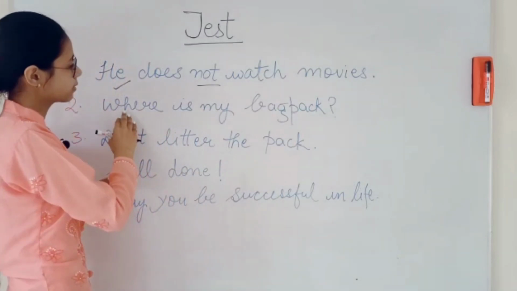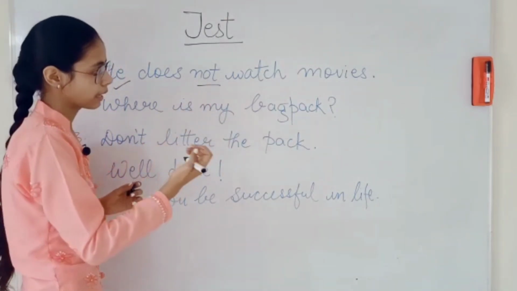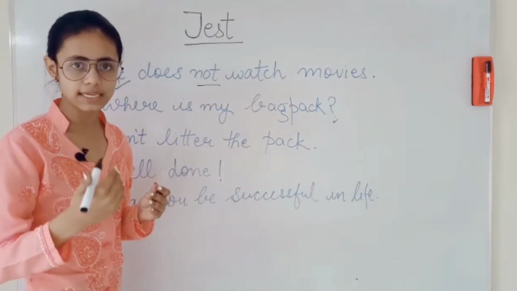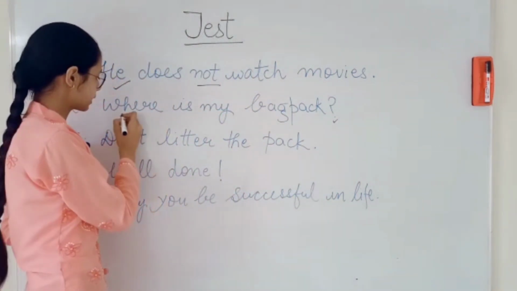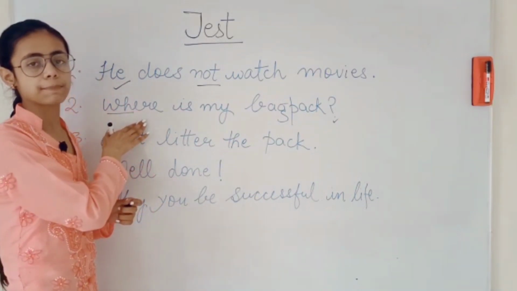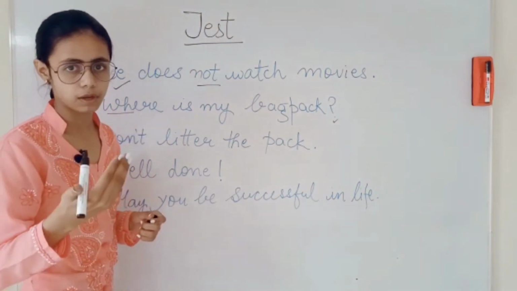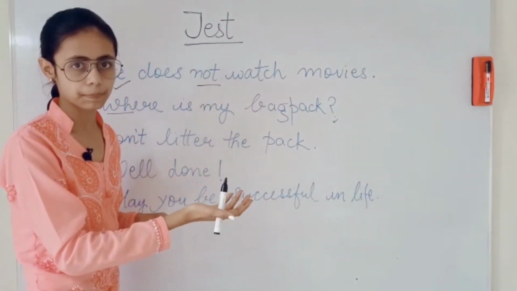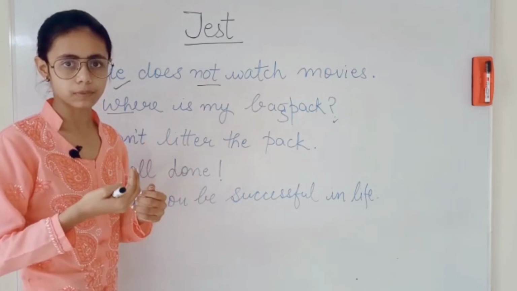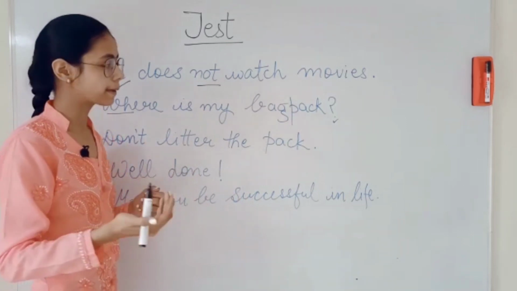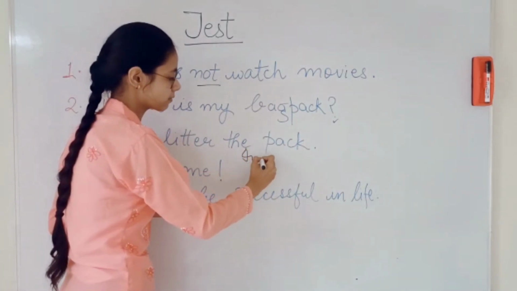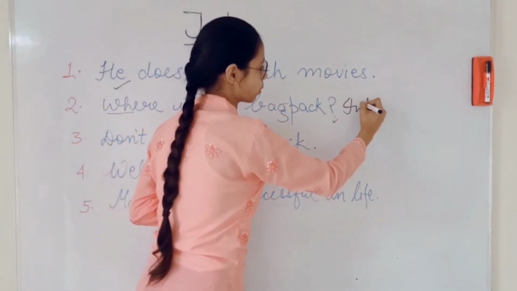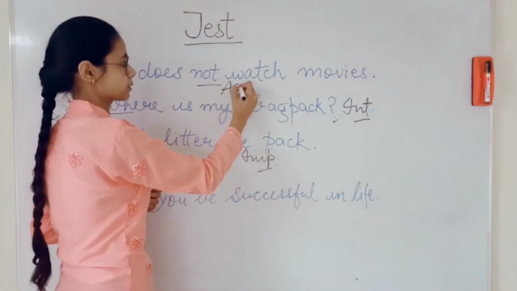The second one, where is my backpack? Ending with a question mark. So this is an interrogative sentence which belongs to the WH category because it begins with where. Alright, the third one, don't litter the park. It is an order or a command, and that is why it is an imperative sentence. This one was an interrogative one, while this one was an assertive one.